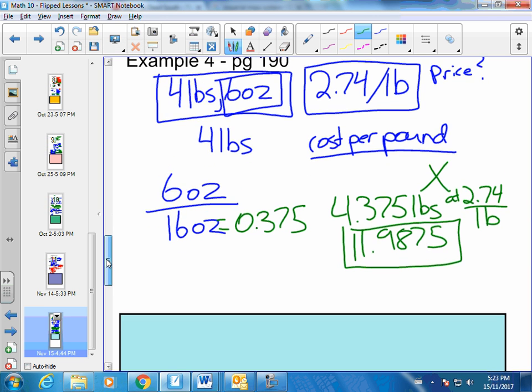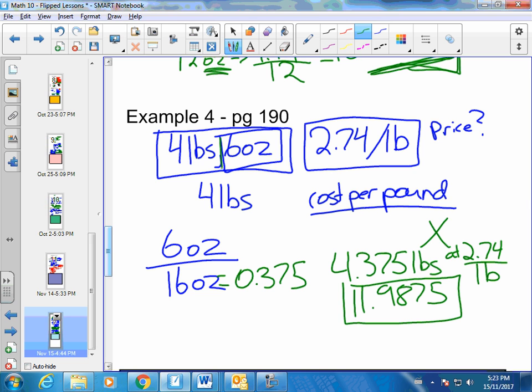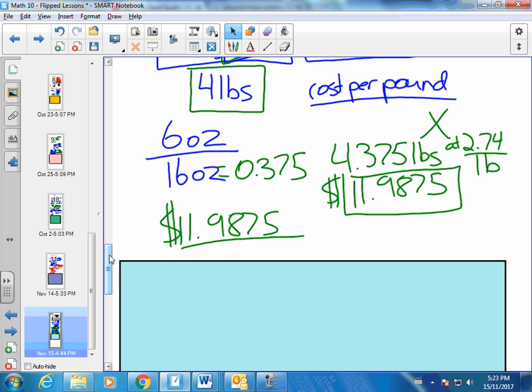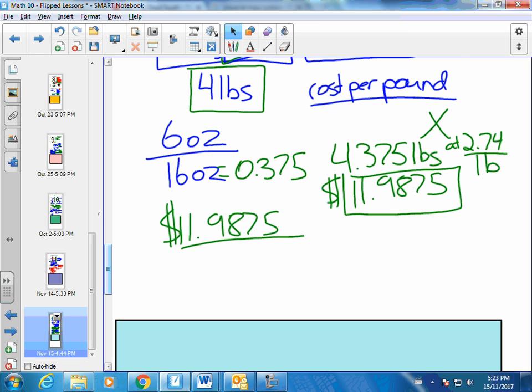But here's the problem. She's not necessarily eating all of that meat. She's only eating what's left over after she trims off the excess. So we need to figure out, what did she pay for the actual meat that she ate? So I'm going to take this exact same number, $11.9875. Now I'm going to divide this by what my actual edible meat was. So I had 4 pounds.